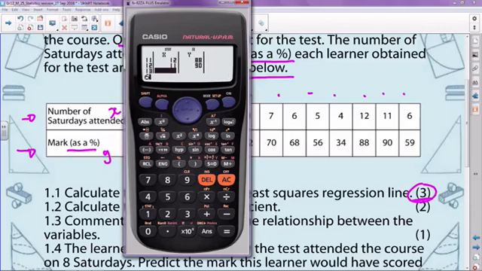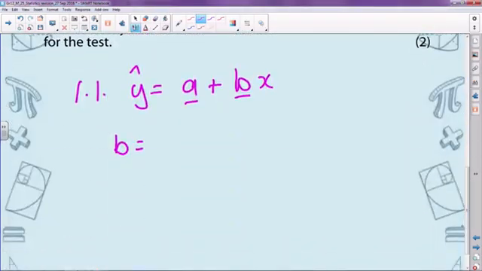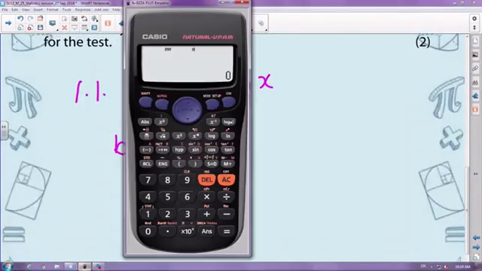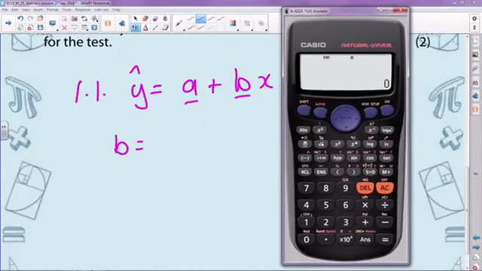That person attended for 6 Saturdays, and the mark that they received, so you press 6, you press equals, that will then go into row 13, and the mark that they received was 59. So you press 59 and you press equals. Once you've entered all your data points, you just clear the screen. Okay, all that information is still there. It hasn't disappeared. And we're now going to work out, well, not work out, we're simply going to recall from the calculator the value of B and A.